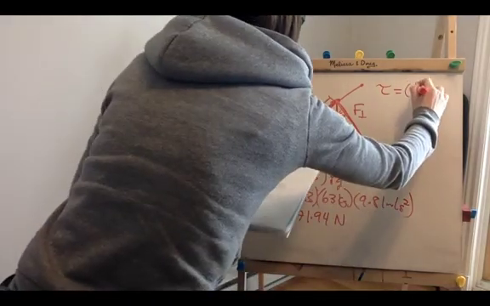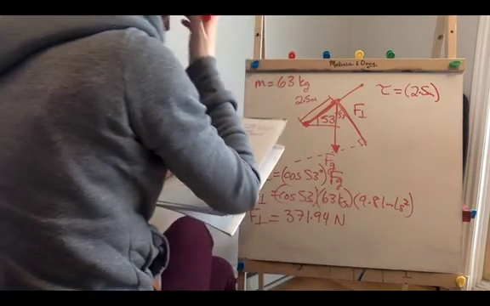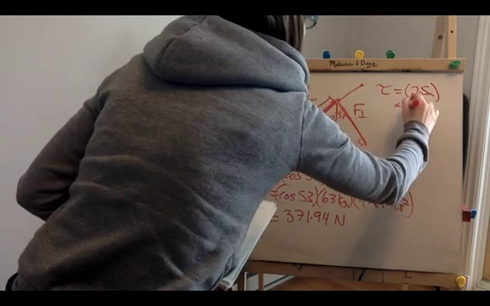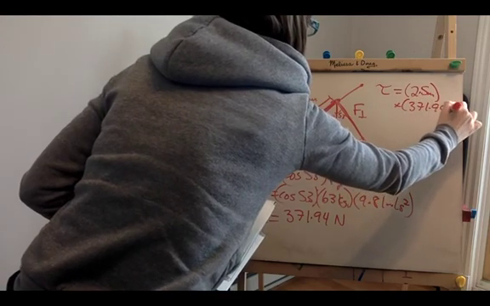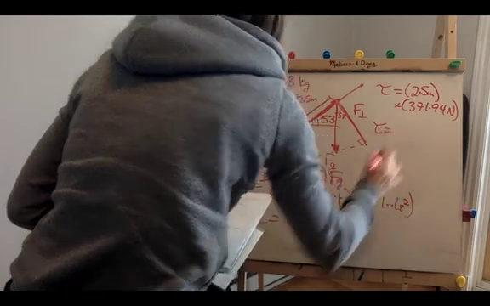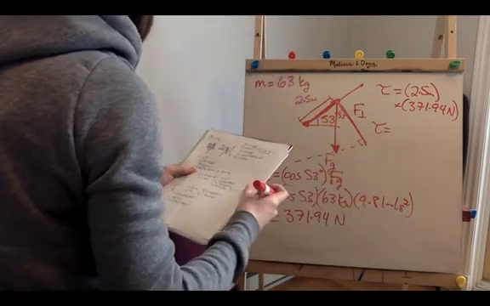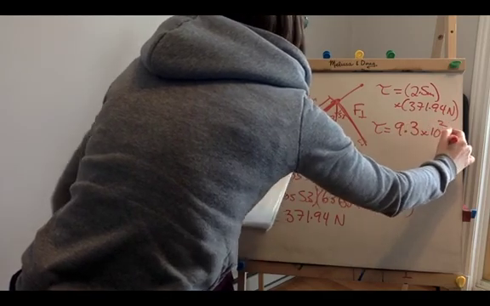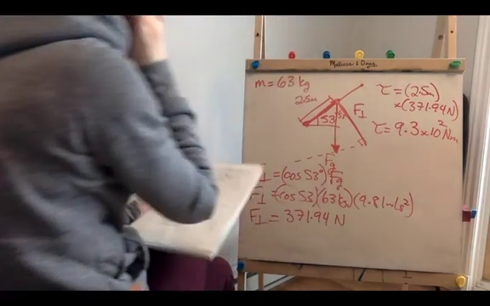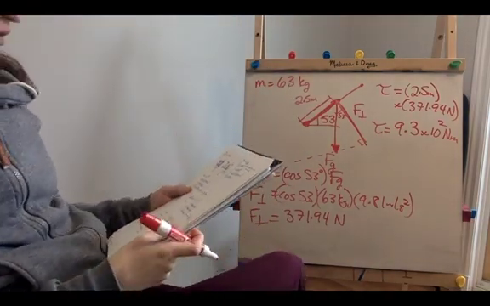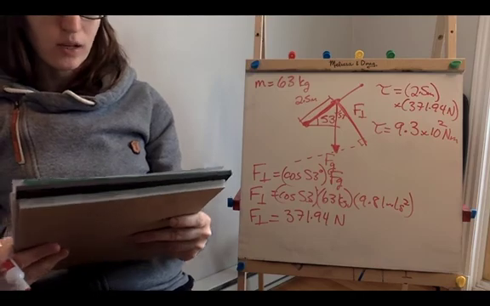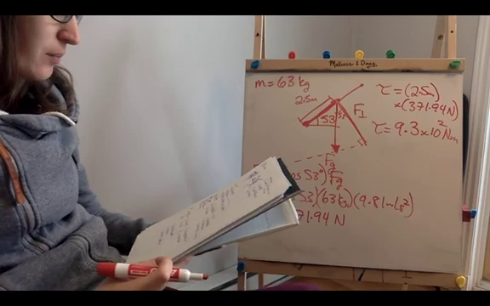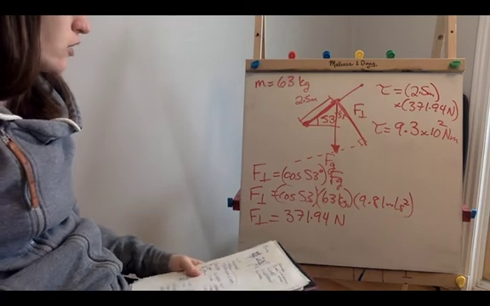So we can take that 2.5 meters and multiply it by that value of 371.94 newtons, and we get a value of torque that is 9.3 times 10 squared newton meters. By the time you figure out the sig figs, it ends up being 929.85 newton meters, and then sig fig with just 2. And this ends up being in a clockwise direction.